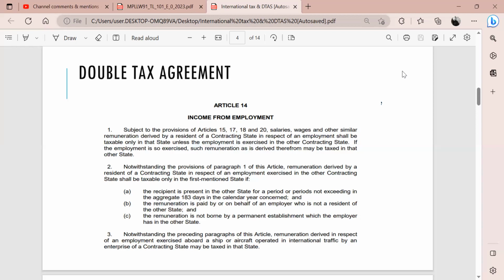And 3, notwithstanding the preceding paragraphs of this article, remuneration derived in respect of an employment exercised aboard a ship or aircraft operated in international traffic by an enterprise of a contracting state may be taxed in that state.